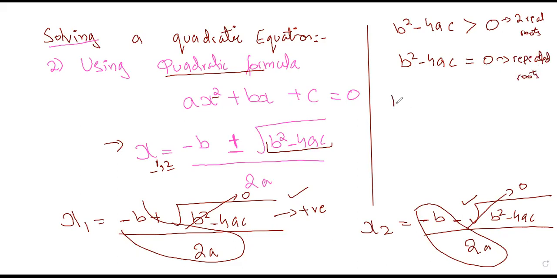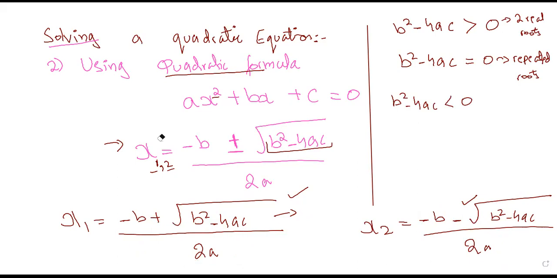And the third case is when b square minus 4ac is less than 0. This means that under the root we are getting a negative number. And whenever we get a negative number under the root, if you do that on your calculator, you'll get an error. This means no real roots.